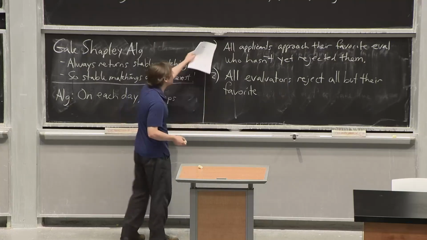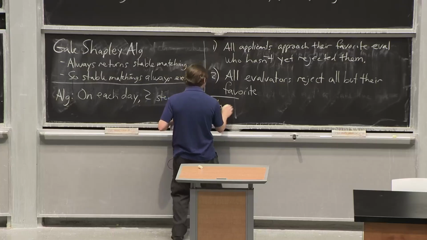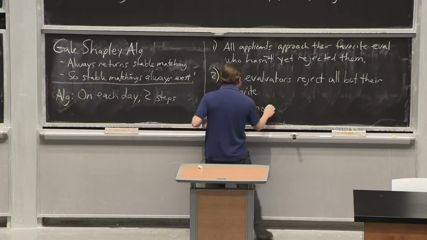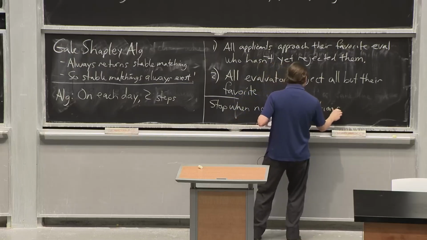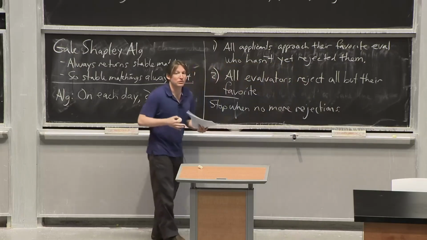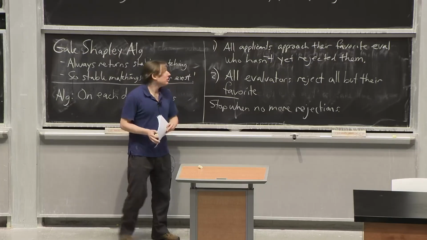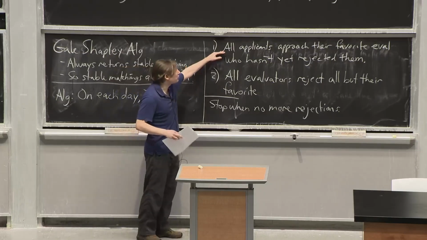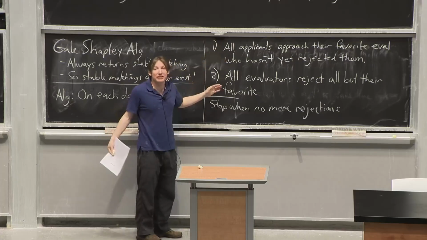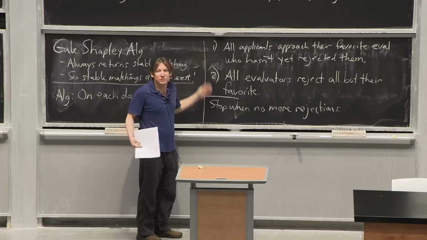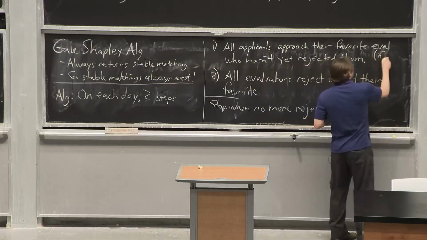So you're going to do step 1 and step 2 every day and stop when there are no more rejections. If a day ends and no one was rejected, then that's the end of the algorithm. Now, what I haven't said is, so all applicants approach their favorite evaluator who hasn't yet rejected them. If everyone has rejected them, then there's nothing for them to do. They go home and cry, if possible.